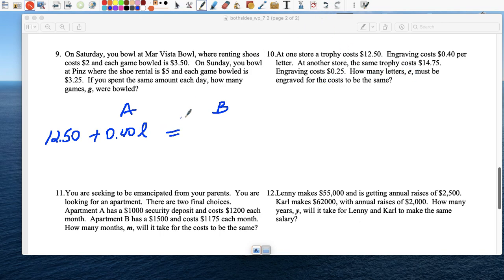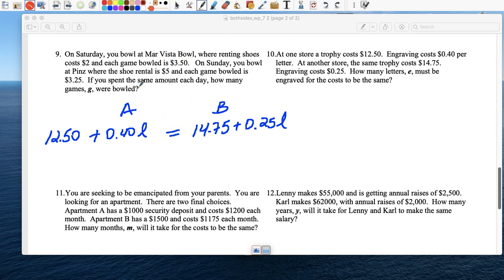Yeah. Now in the other store, you pay $14.75 plus how much per letter? 0.25 cents per letter. So if you had to choose, at what point will these two start? With how many letters will these two stores charge you the exact same value? So if you had this amount of letters, it wouldn't matter which store you would go to.